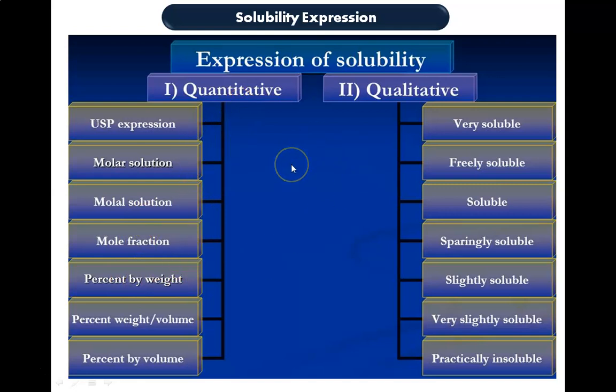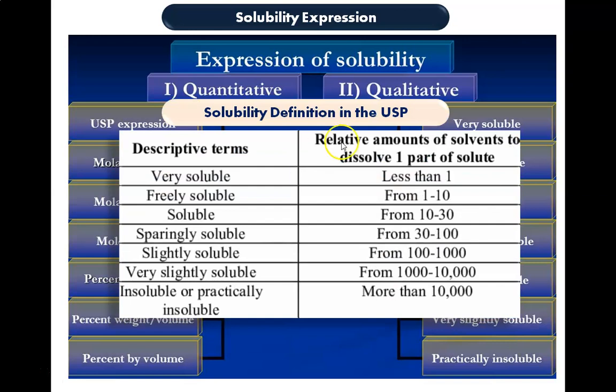Next to this, one table is given. Very soluble is a drug that requires 1 part in less than 1 part of solvent. Freely soluble drug requires 1 to 10. Soluble drug, that is 1 part of drug, requires 10 to 30 parts of solvent. Sparingly soluble requires, this is according to USP, so this is very important. There might be a question in your GPAT examination, that slightly soluble requires 100 to 1000 parts of solvent or 30 to 100 parts of solvent, likewise. So be careful about this table.